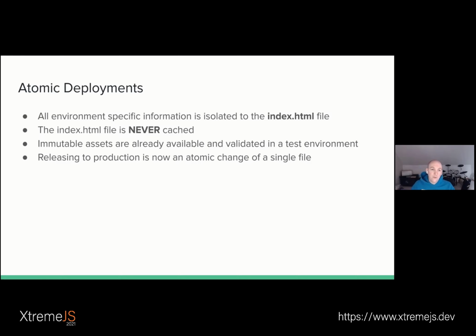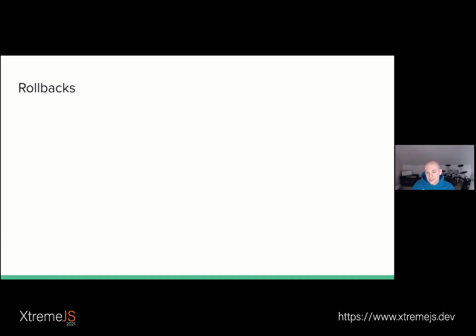We also know that our immutable assets are already available because we would have validated all of those immutable assets in a test environment to make sure that they're running and available as expected. So releasing to production is now that atomic change that we were hoping for. It's a single file, our HTML file, that moves between our testing environment and our production environment as we're rolling out.